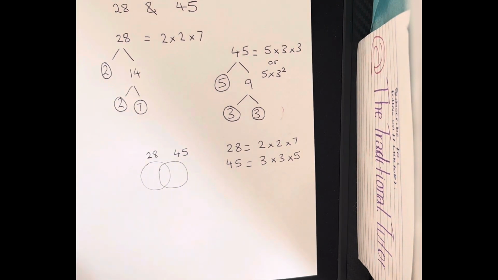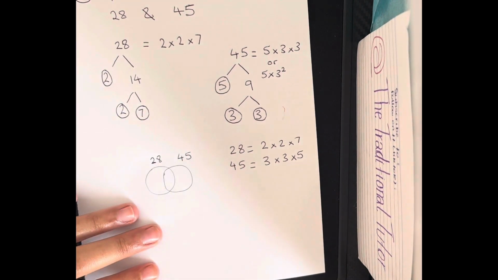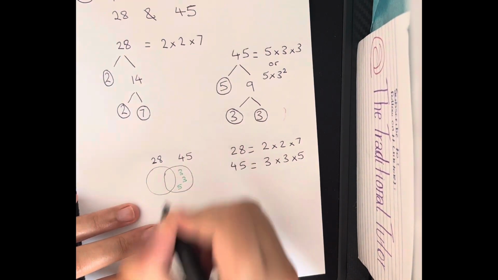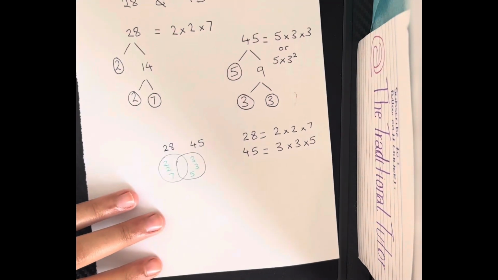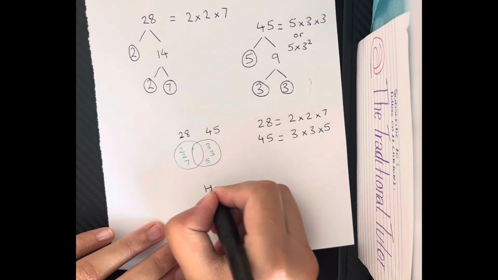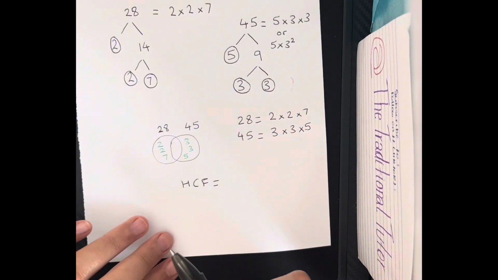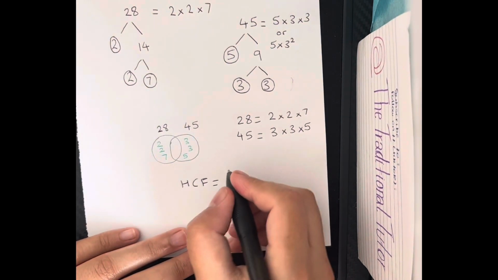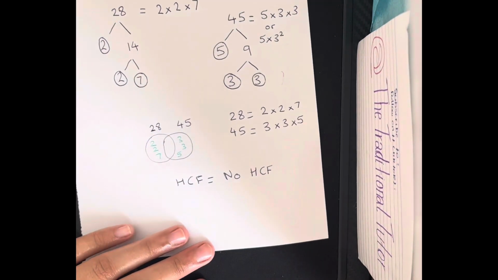Okay, that means instead I've just got to go ahead and fill in the circles with the prime factors. So for 45 it's 2 3's and 1 5, and for 28 it's 2 2's and 1 7. Now if we take a look at the HCF of these two numbers, since there's no number in the middle, we cannot force there to be a common factor. That just means that there is no highest common factor. So we'll just write down no HCF in this scenario.